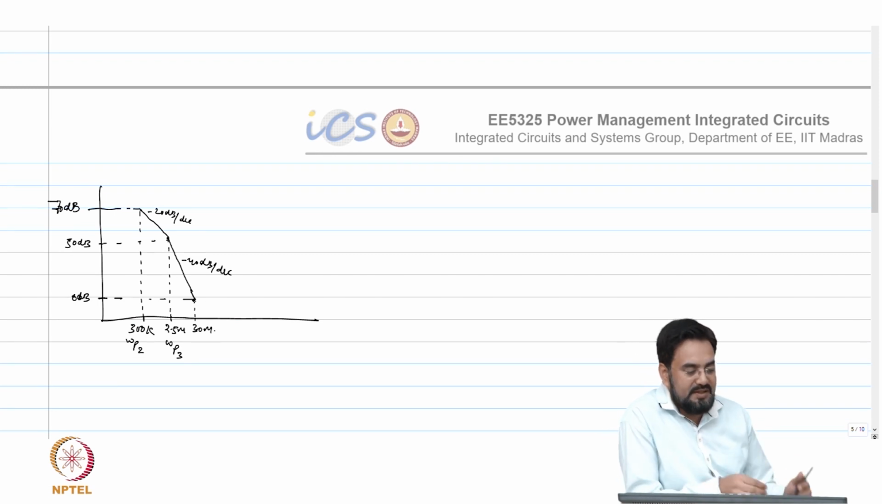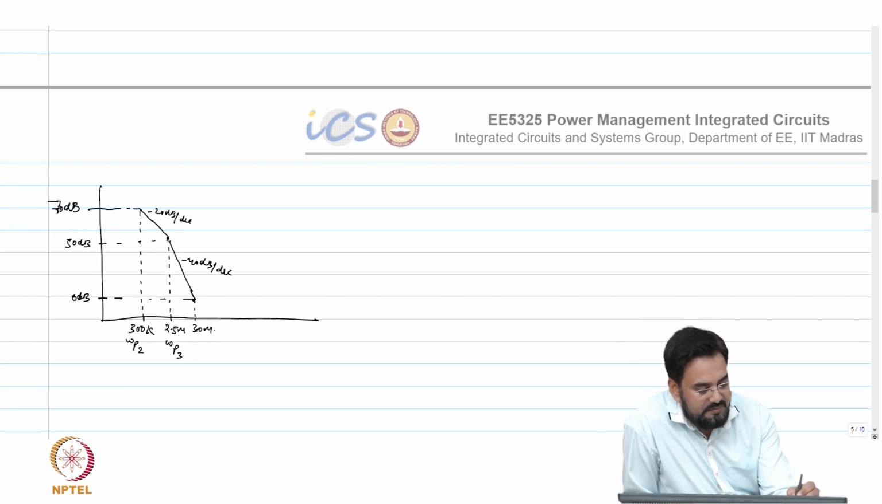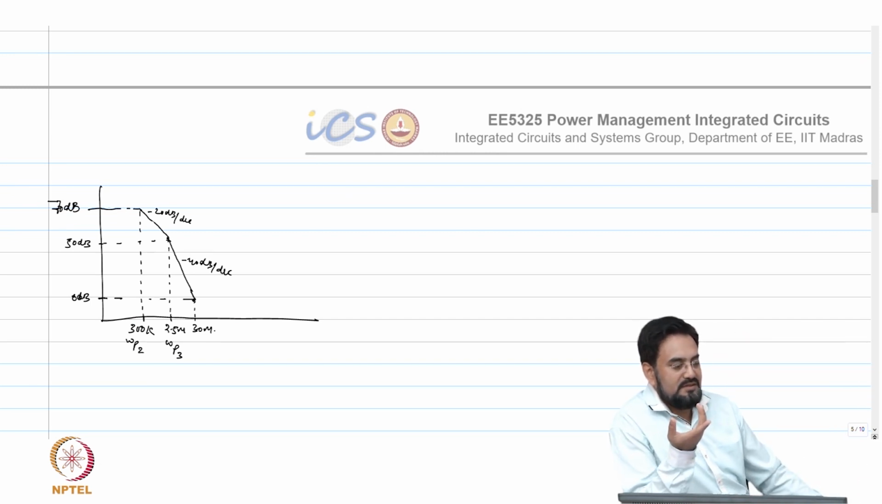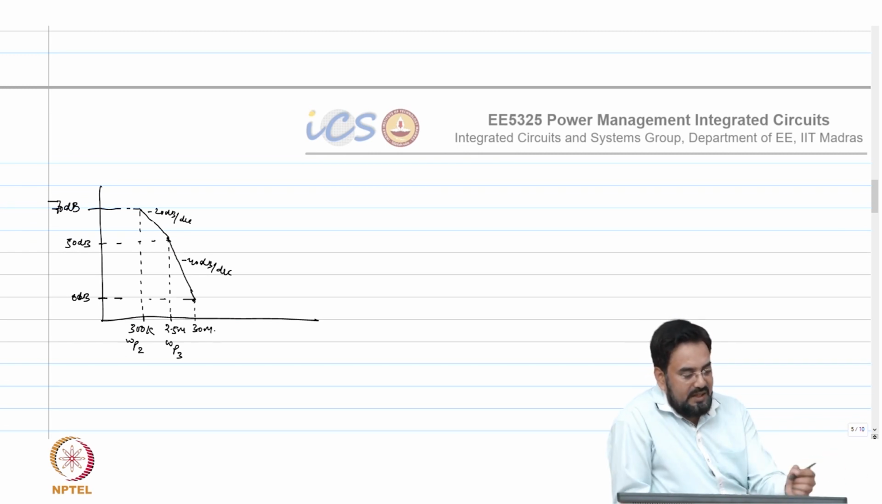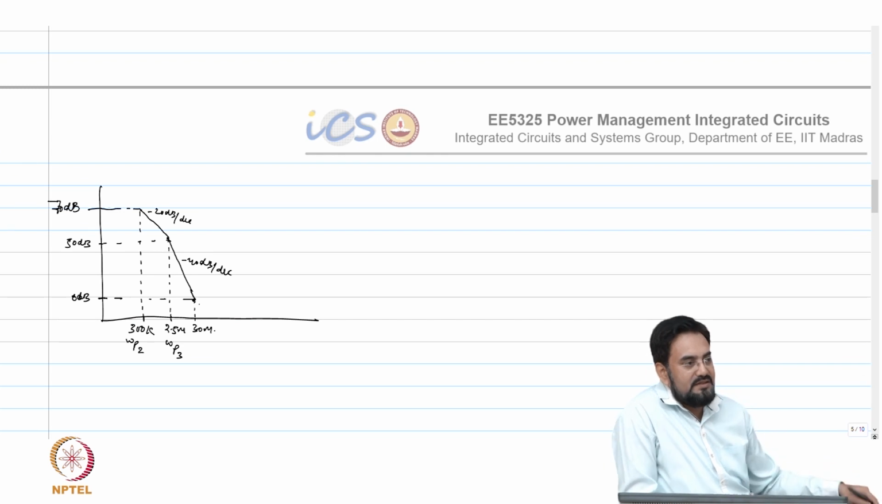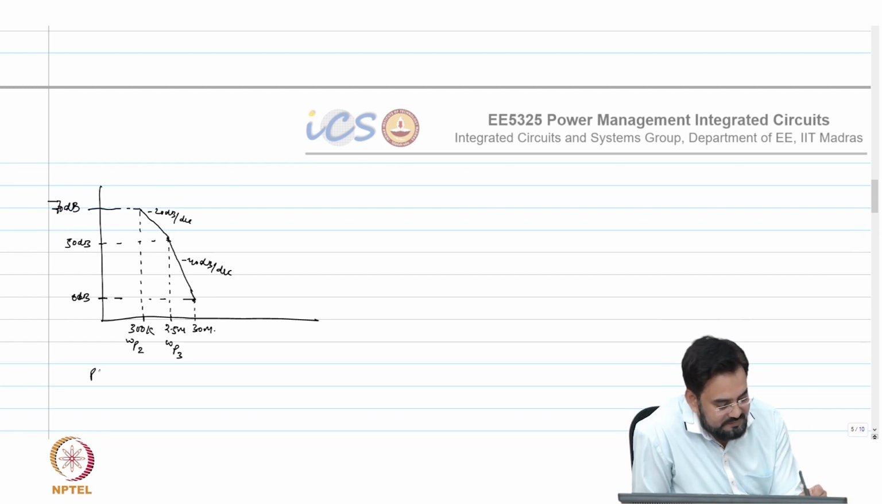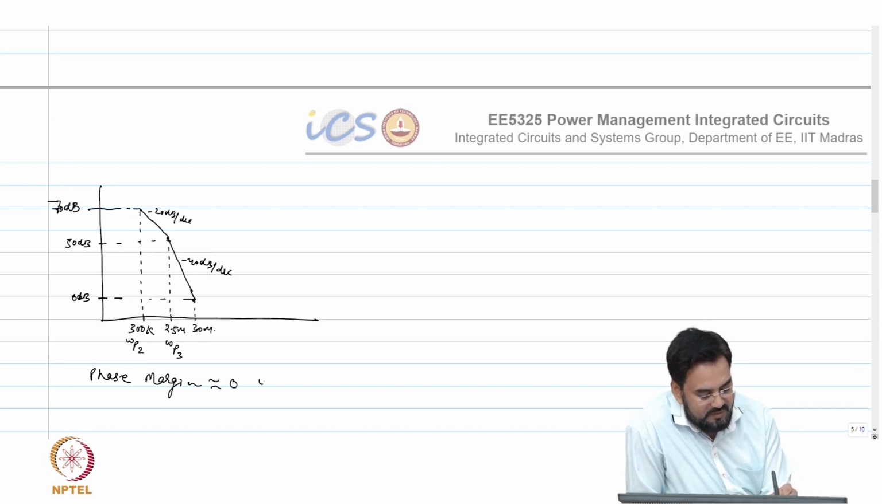Because by the time you hit the second pole, your phase will already drop by 90 degrees. Now the second pole, again almost a decade away from here, will also cause a 90-degree phase shift. So your phase margin is almost zero here. So again, unstable.